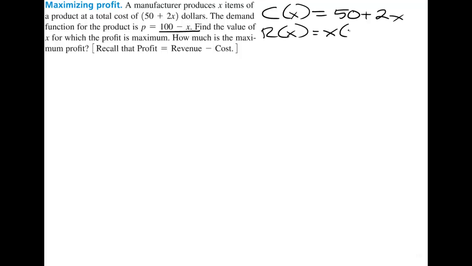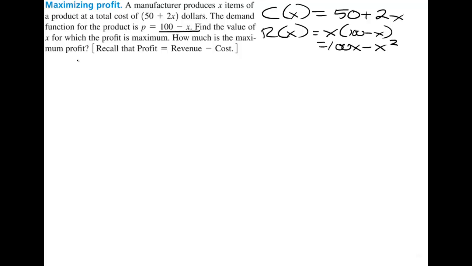All right, so we have to come up with both of those functions, cost and revenue. Well, our cost function is easy because they give it to us right there. It's just 50 plus 2x. But what about our revenue function? Well, this is not our revenue function. That's our demand function. That's the demand for the product, right? To find revenue, you've got to do demand times number of items. So that's going to be x times 100 minus x, which is 100x minus x squared. That is our revenue function.